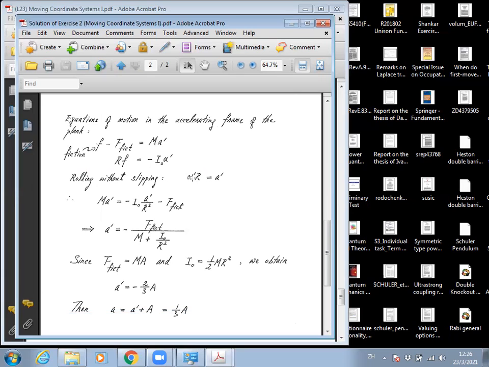Rolling without slipping, alpha prime times R is equal to A prime. Now, if the accelerating frame has an acceleration equal to 0, then we go back to the ordinary, conventional example that we are familiar with. Okay. Simplify these three equations. We can determine the A prime.